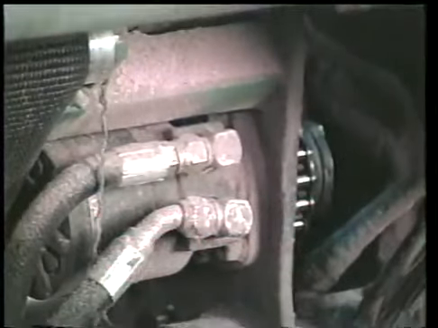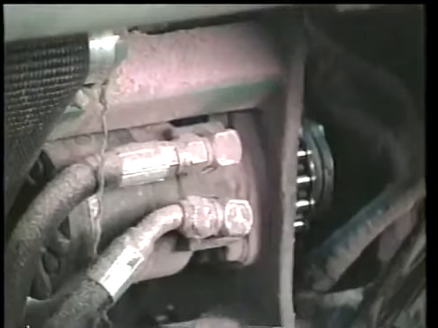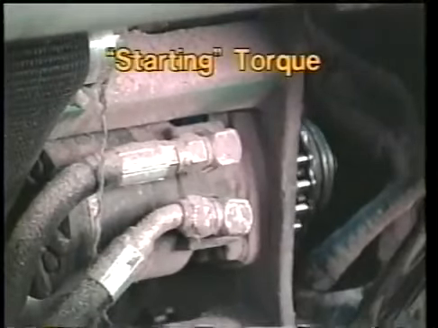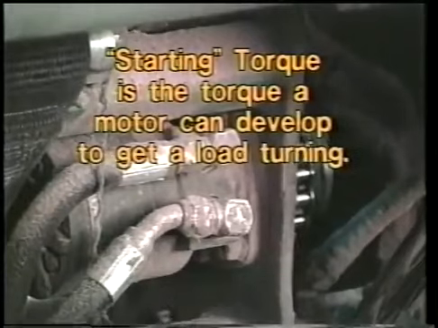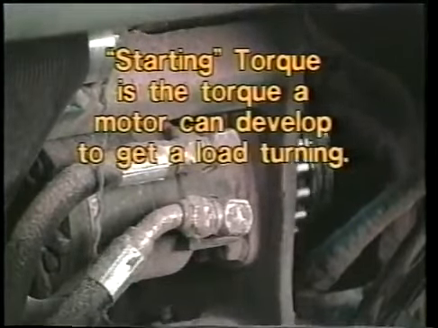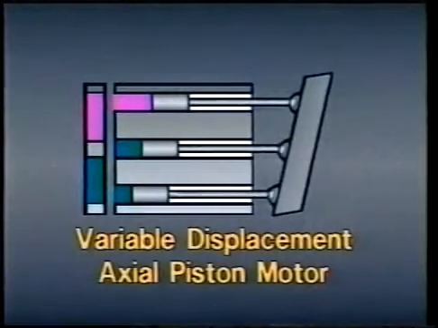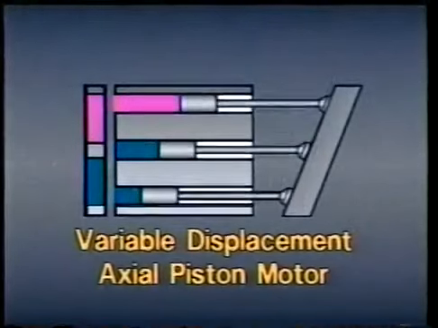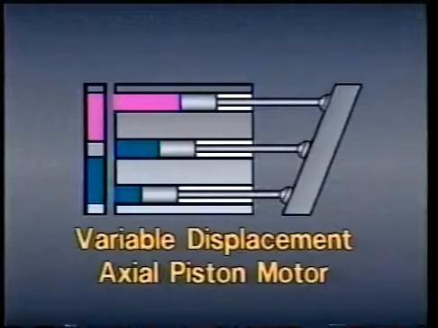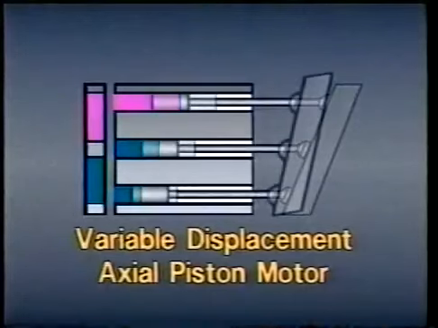Industrial motors are rated for both breakaway and running torque, as well as a third kind of torque, starting torque. Starting torque is the amount of torque the motor can actually develop to get a load turning. When torque must be regulated at different speeds, a variable displacement piston motor can be used. Increasing the angle of the swash plate increases the displacement and the torque, while decreasing the angle decreases the displacement and the torque.